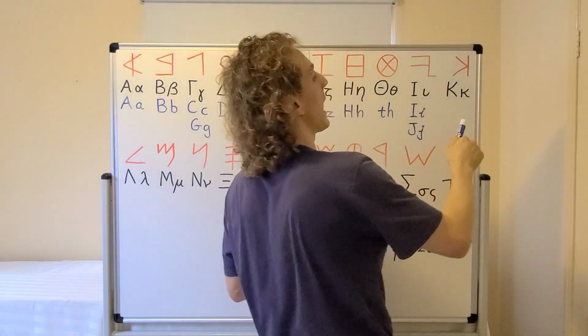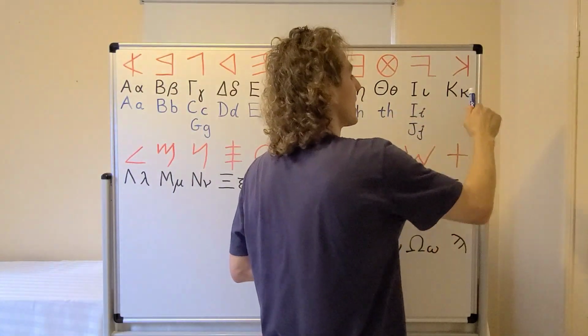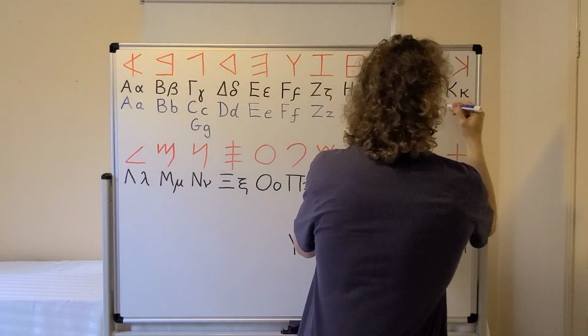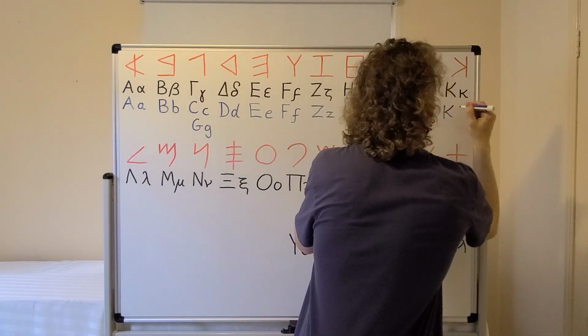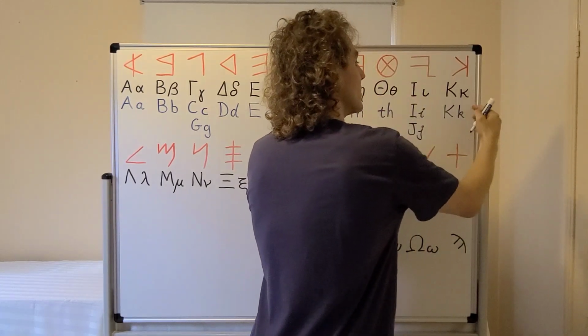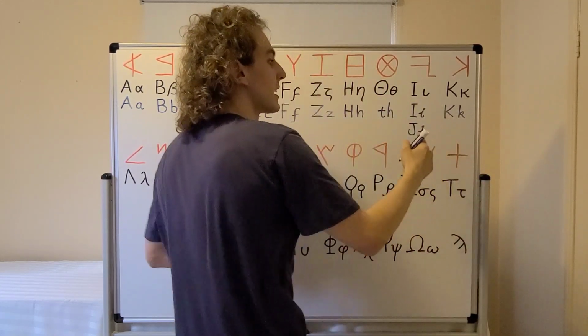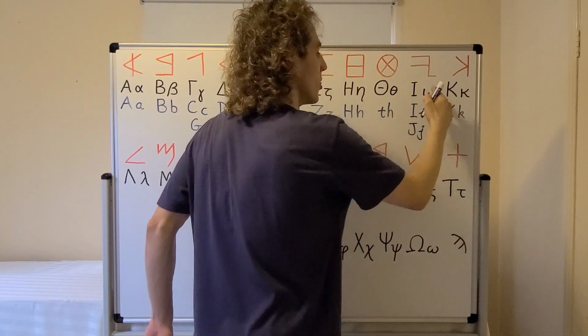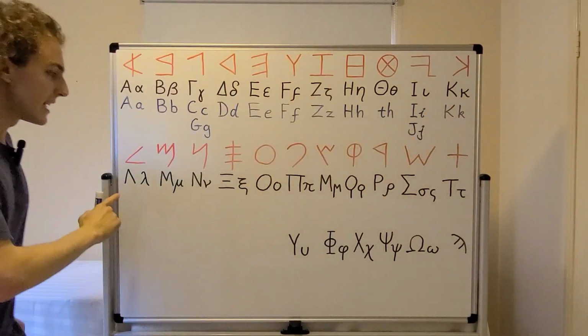Next, let's have a look at the Greek kappa. Kappa corresponds to Latin ka, which is English K. So here we have K, and the lowercase is different. So kappa and K have a different lowercase form, just like iota and I, they have a different lowercase form. Now let's have a look over here.